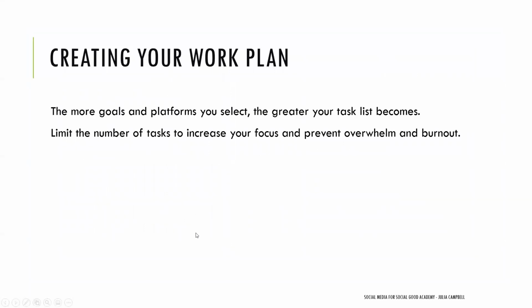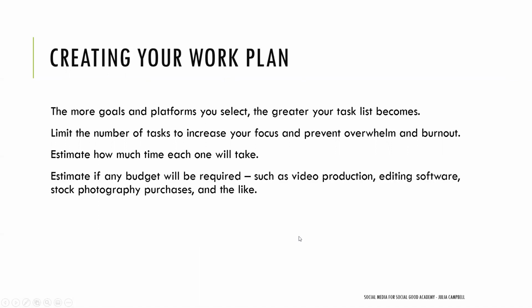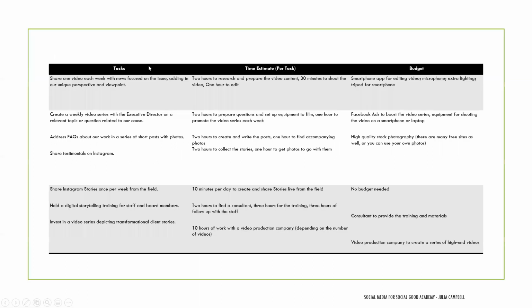So when you create your work plan, I want you to limit the number of tasks. So write out all of the potential tasks, and then you have to prune, because really you can't do everything and you're going to get overwhelmed and you're going to burn out. The second piece of your work plan, you're going to estimate how much time each task is going to take. And I would double the estimate of time if I were you. And then estimate any kind of budget. So this is what it looks like.